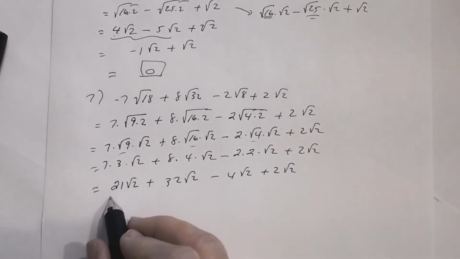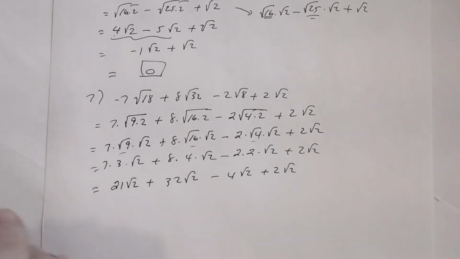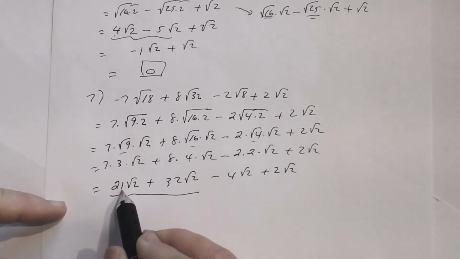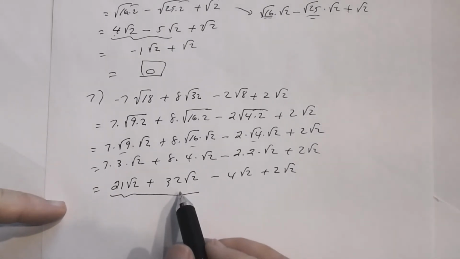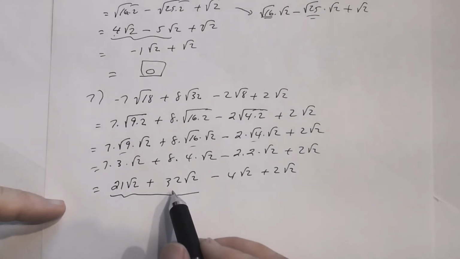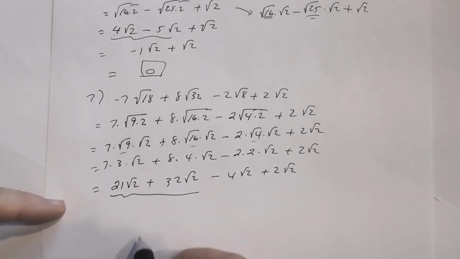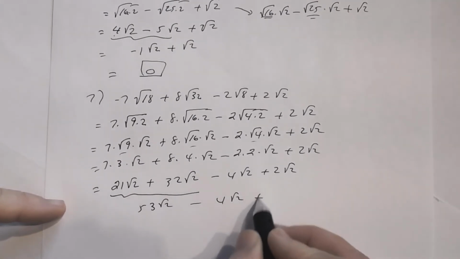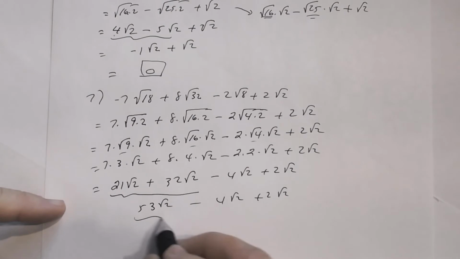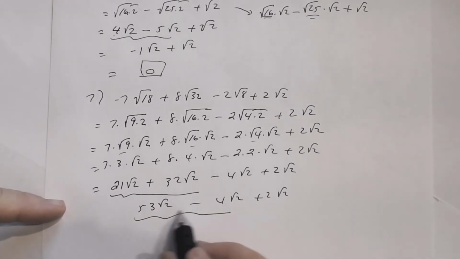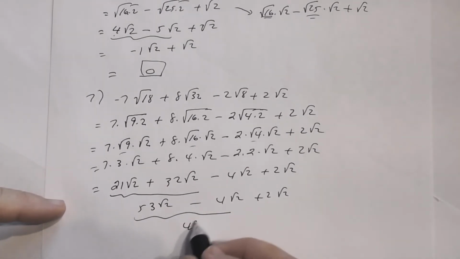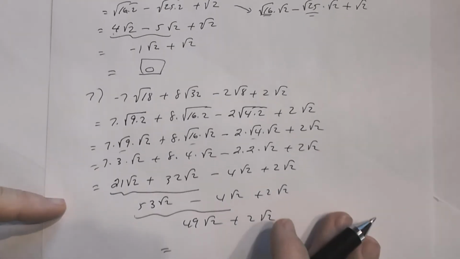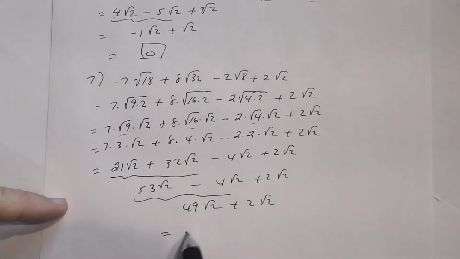You can go directly to your calculator, but let me just show you something. If you look at the first two, 21 square root of 2 plus 32 square root of 2 will give you 53 square root of 2, since 21 plus 32 is 53. And then you have minus 4 square root of 2 plus 2 square root of 2. 53 square root of 2 minus 4 square root of 2 is 49 square root of 2, plus 2 square root of 2. And so your final answer is 49 plus 2, which is 51 square root of 2.